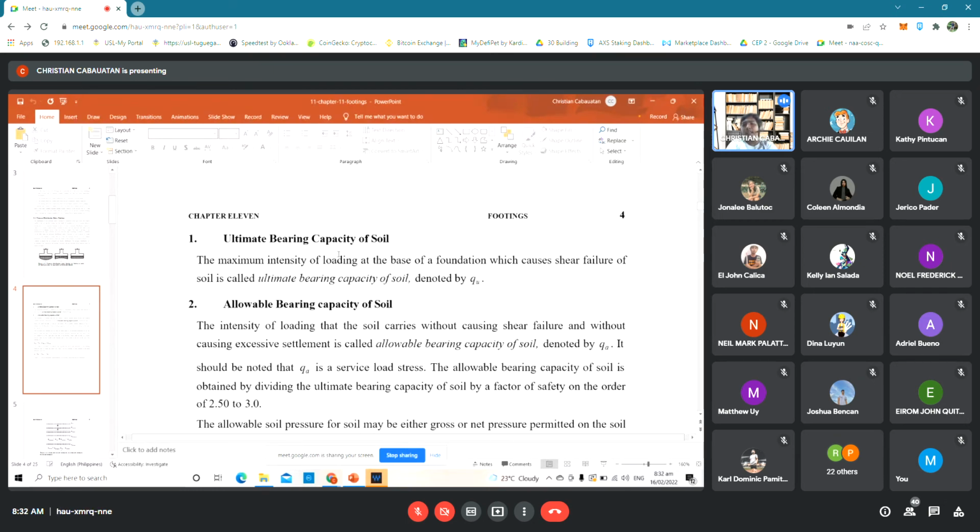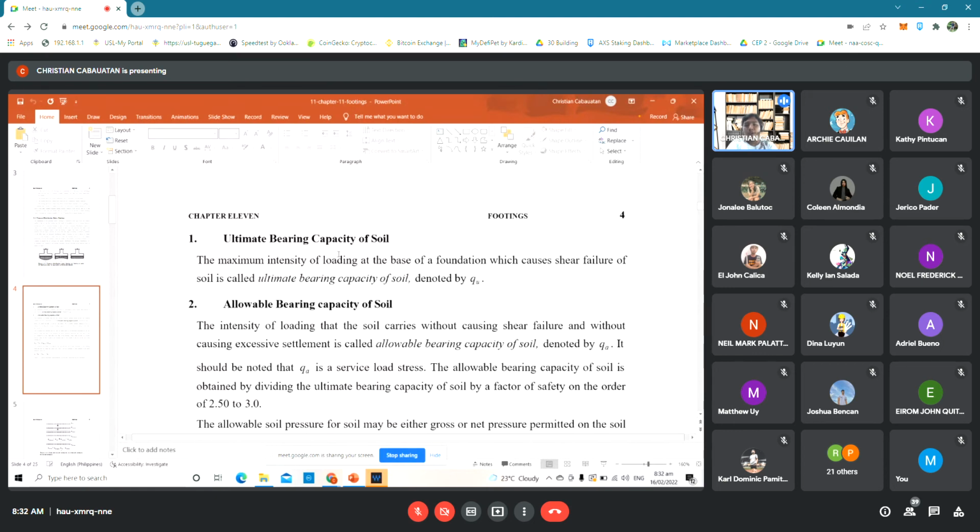When the foundation causes shear failure, it would be the ultimate bearing capacity. But without causing shear failure or excessive settlement, it would be the allowable bearing capacity of soil. If the ultimate bearing capacity is denoted as Q subscript U, the allowable bearing capacity will be denoted as Q subscript A or Q subscript all, ALL, short for allowable. So it should be denoted QA in a service load stress.